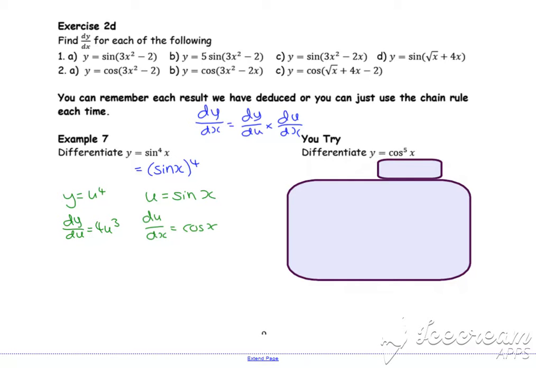So dy by du is easy to do. You've been doing that all year. Sine differentiates to cos, and then we're going to multiply these two together. So we've got 4u cubed. So 4 times sine cubed of x, because u is sine x, and then we need to multiply that by cos x. You might see it written 4 cos x times sine cubed of x, doesn't really matter. So the same thing. Okay, make sure you've got that written down, pause the video, have a go at you try.